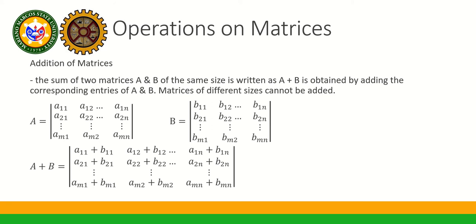Okay? So, now let's proceed to operations on matrices. Addition of matrices. The sum of two matrices A and B of the same size is written as A plus B and is obtained by adding the corresponding entries of A and B. So matrices of different sizes cannot be added. Okay, so dapat same size sila. And then you add yung corresponding entries of the matrices. So ganyan. Okay? Dapat kung saan yung position niya, doon din. Same position pag i-add mo, same position i-add mo. Okay? So that is how you add matrices.